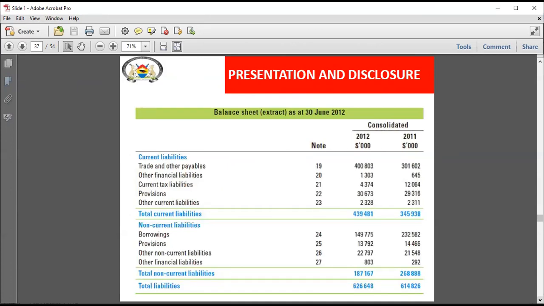This is just a presentation and disclosure. Okay. This is another, I think you can see our current liabilities. It's just a breakdown. And then we have non-current liabilities. Yeah, like that.